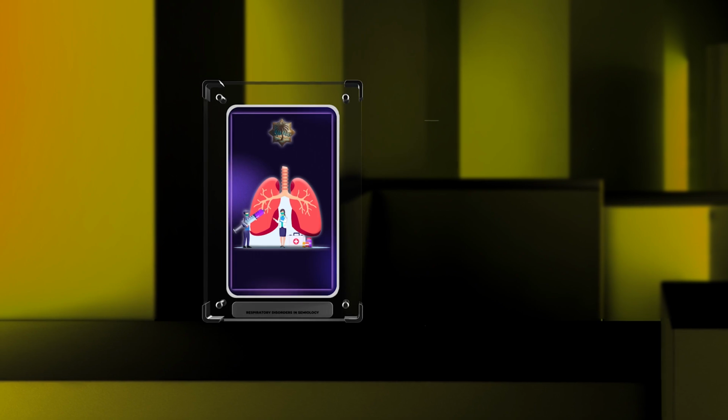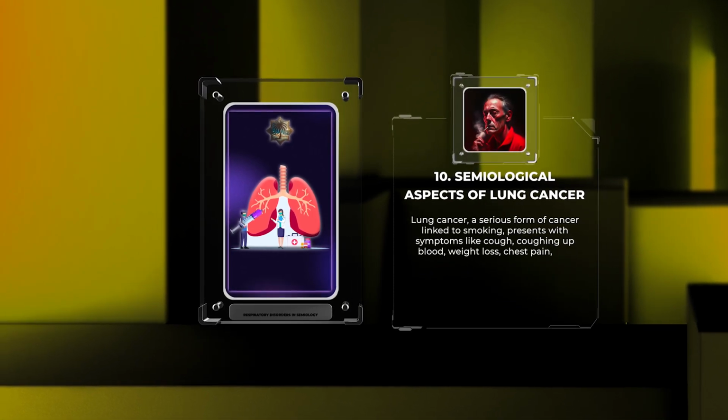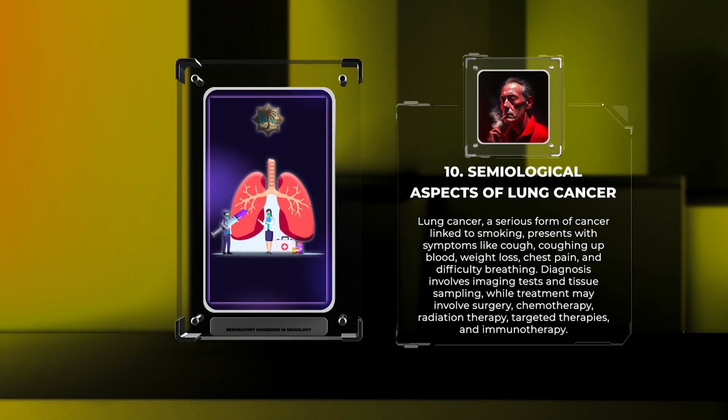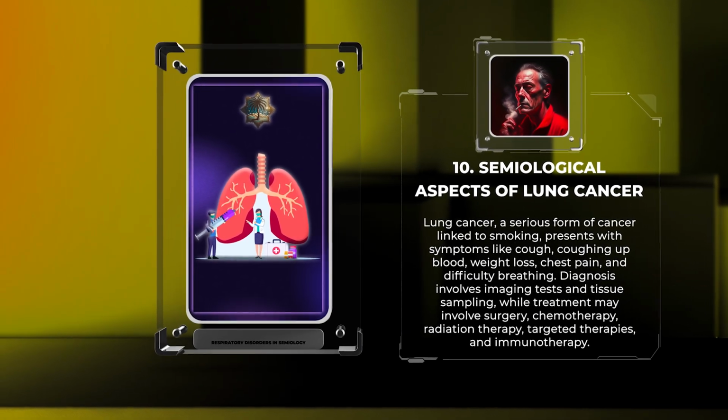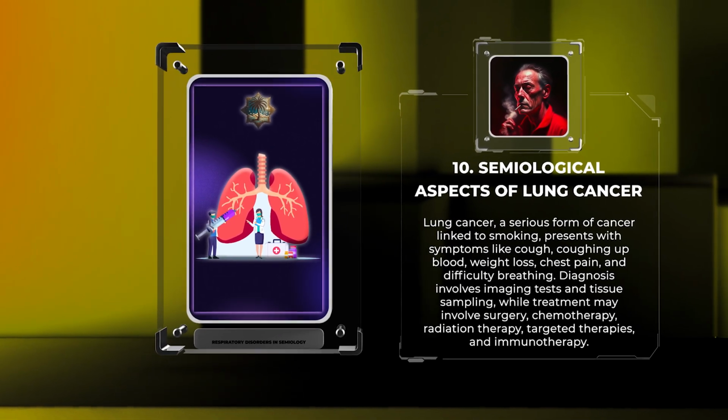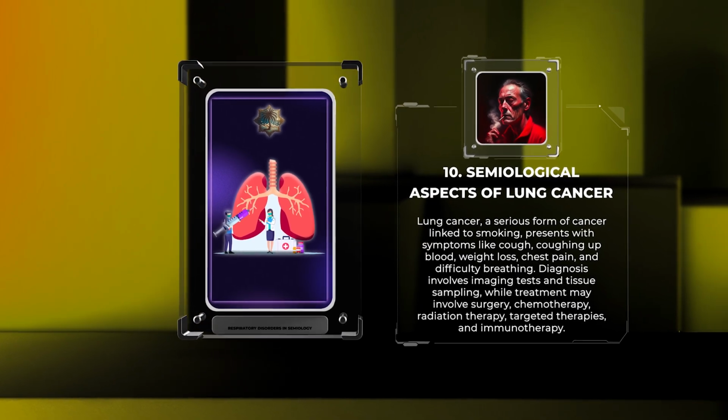Lung cancer, a serious form of cancer linked to smoking, presents with symptoms like cough, coughing up blood, weight loss, chest pain, and difficulty breathing. Diagnosis involves imaging tests and tissue sampling, while treatment may involve surgery, chemotherapy, radiation therapy, targeted therapies, and immunotherapy.